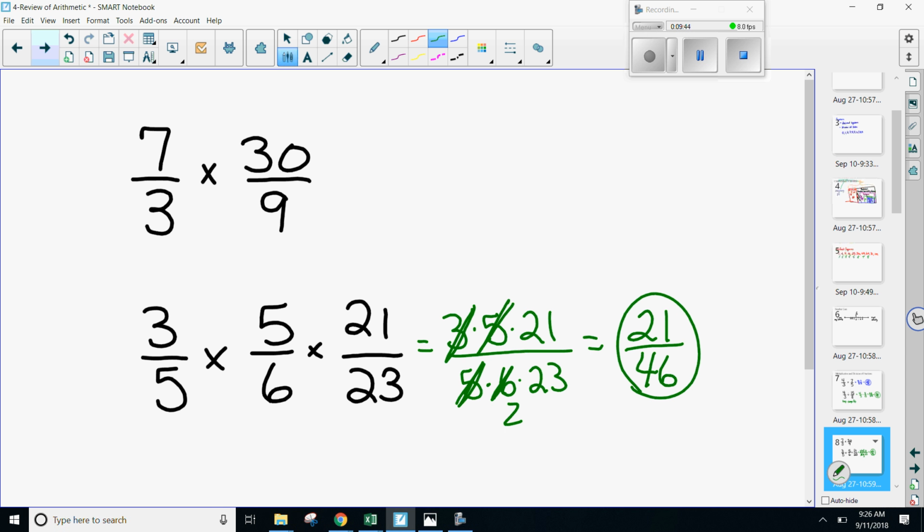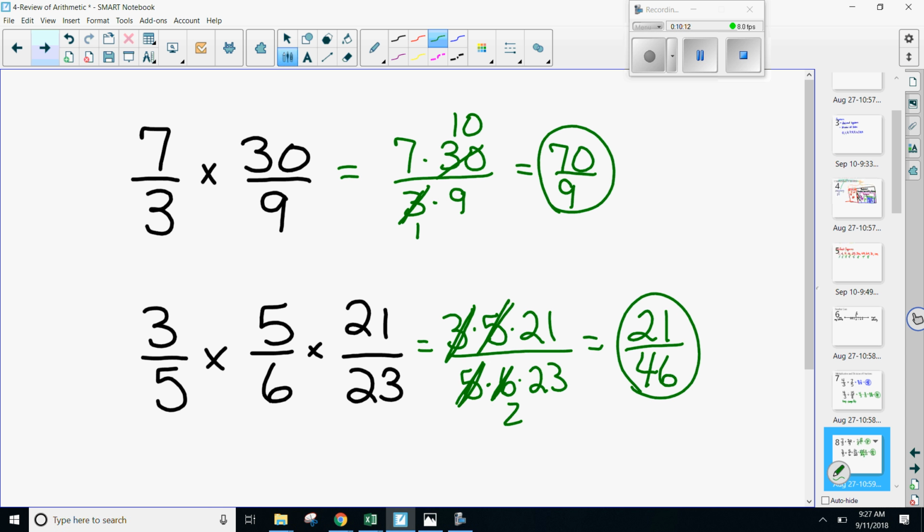All right, what I have for you then on the top problem here. 7 times 30 over 3 times 9. Multiplication, we're going to take 7 times 30 over 3 times 9. 3 and 30 reduce. 3 goes into 3 once. 3 goes into 30 10 times. Does anything else reduce? No. So your answer is 70 over 9.